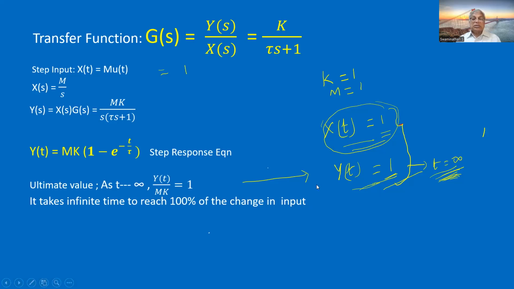But what happens before infinite time? Infinite time is practically not possible. What happens after t equal to 0? t equal to 0 is the time at which the disturbance occurs. So between 0 and infinity, what happens to the response? That is the dynamic nature of the response, the dynamic behavior of the response. That is indicated by this equation, the step response equation.